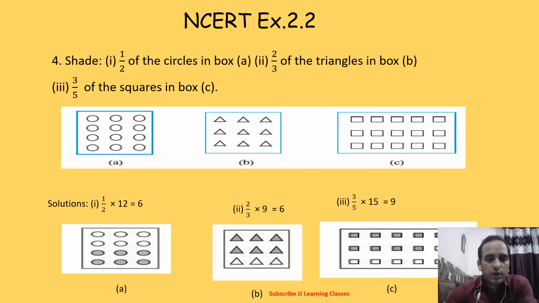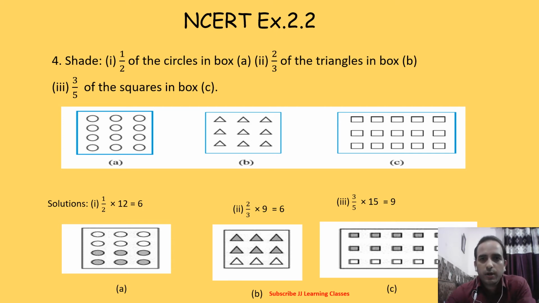Now next we have question number 4 here. The first part is saying half of the circles in box A, and the second, 2/3 of the triangles in box B, and 3/5 of the squares in box C. So we have to shade all the given parts here. So half of the circles in box A, so here we have the total number of circles, that is 12 circles. So half of 12 becomes 6. So we have to shade the 6 circles in part A.